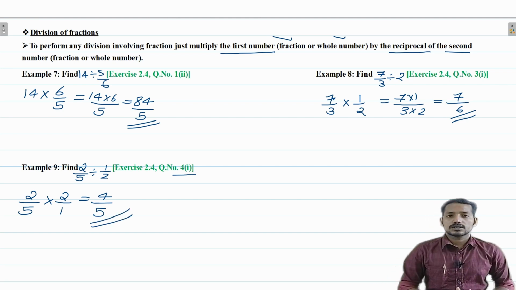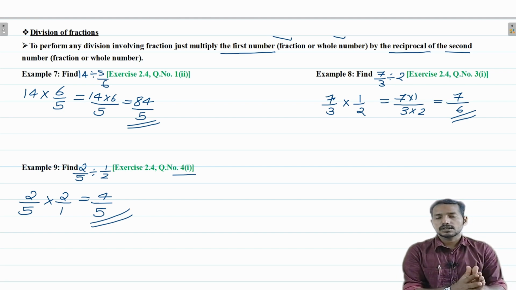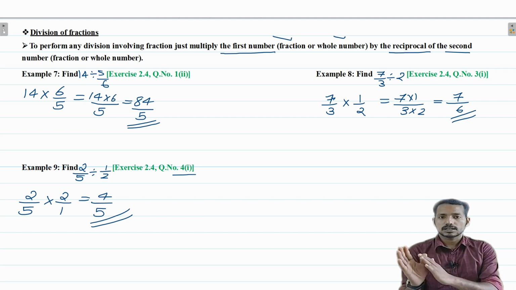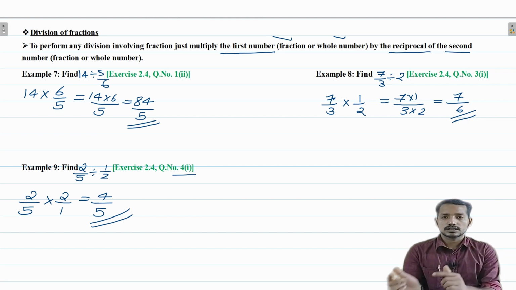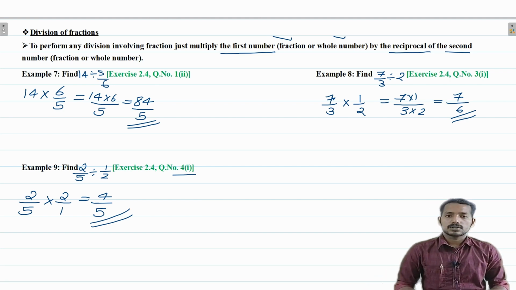That's all. So there are some more questions given in exercise 2.4. You can try those questions by yourself because they are very simple. In case of division, just multiply the first number by the reciprocal of the second one, whether it is a fraction or a whole number. In case of multiplication, multiply the numerator with the numerator, denominator with the denominator. That's clear. Okay.